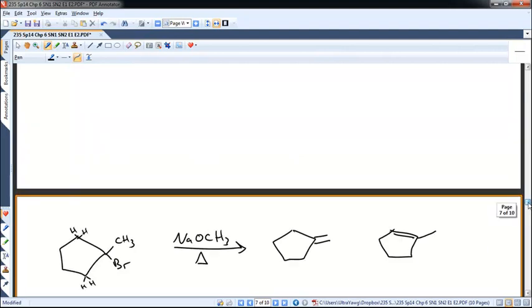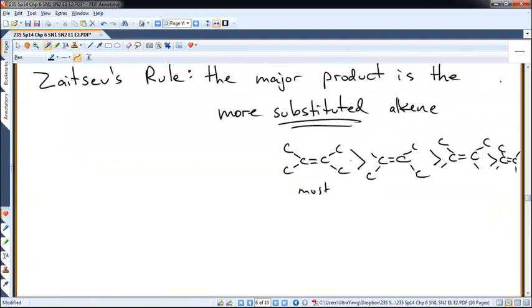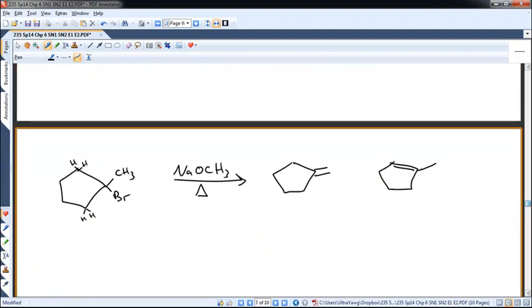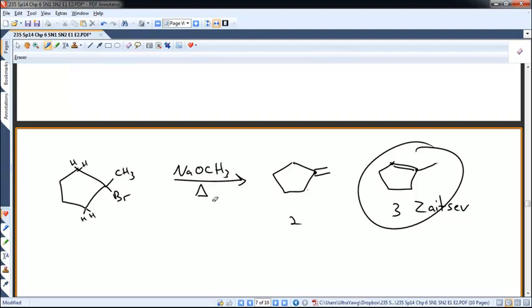Which one is the Zaitsev product? Go up to Zaitsev's rule, the one that has the most carbon-carbon bonds. So 4, then 3, then 2, then 1. Here, if I take this carbon, he has 2 carbons attached. If I take this carbon, he has 1 carbon attached. That's a total of 3. If I take this carbon, he has 2 carbons attached, 1 and 2. If I go to this one, he has 0 carbons attached, so that's 2. So this one will be the major product. This one will be the Zaitsev product.